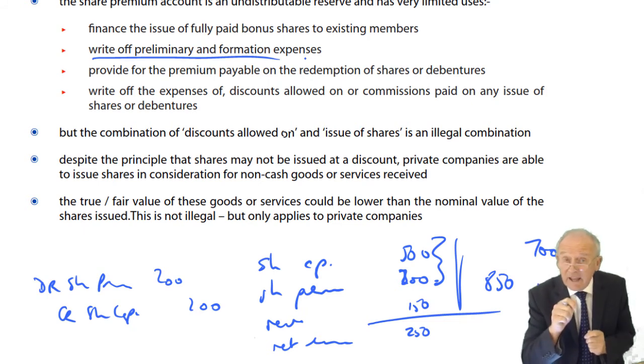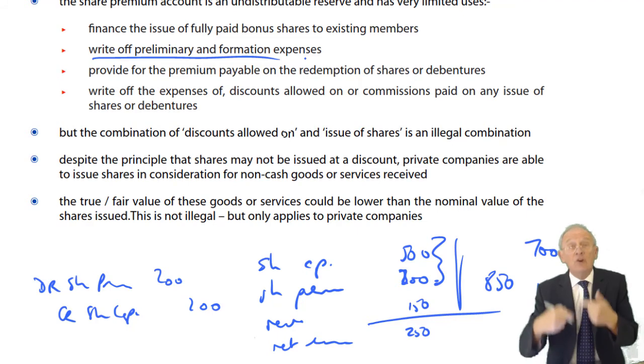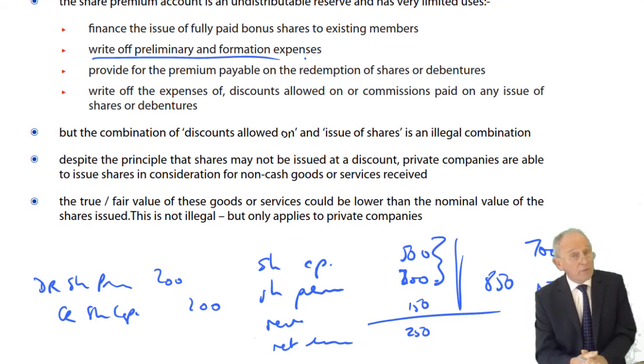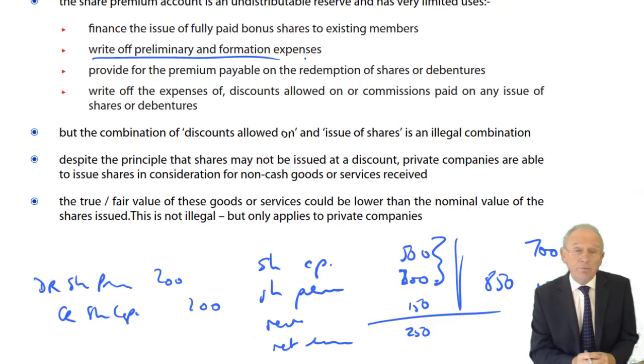What we can do instead of debiting retained earnings, profit and loss account, is debit the share premium account. And it's a one-off, and it has to be of limited availability because how much preliminary formation expenses are there going to be? But that's what we can do. We can write off those expenses.